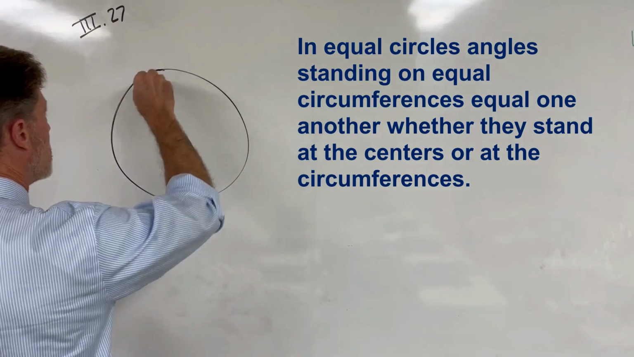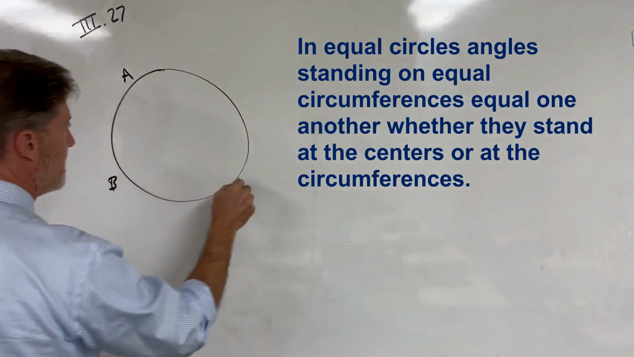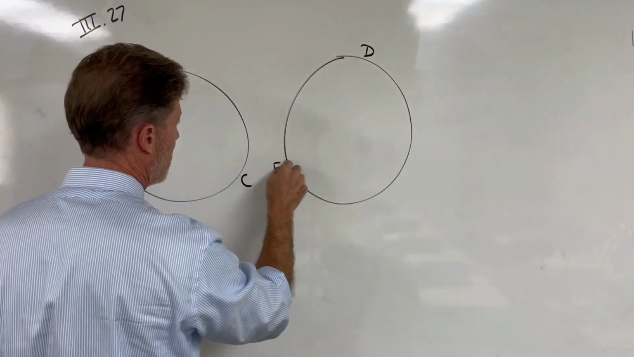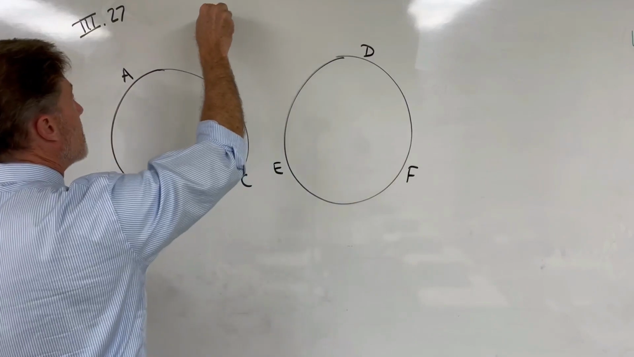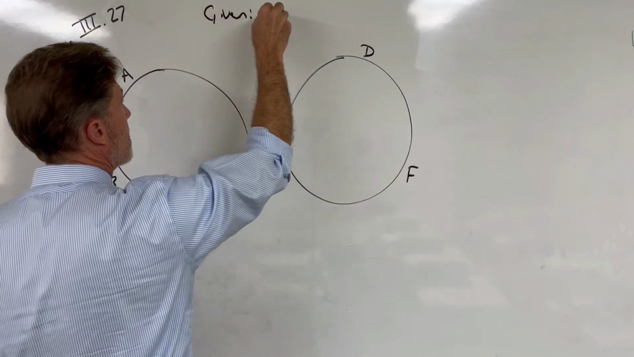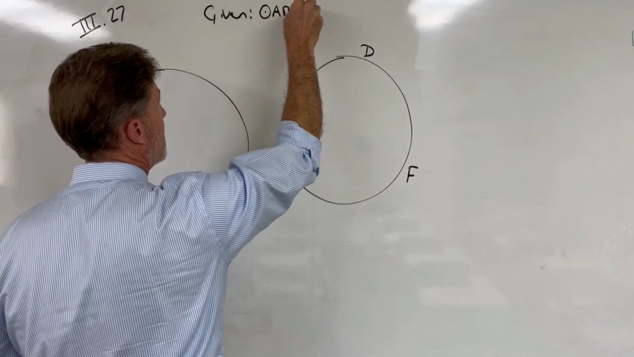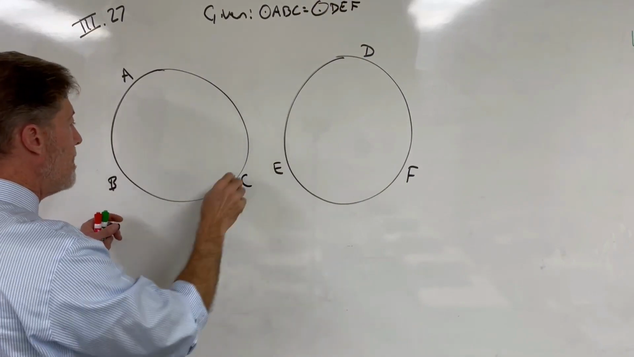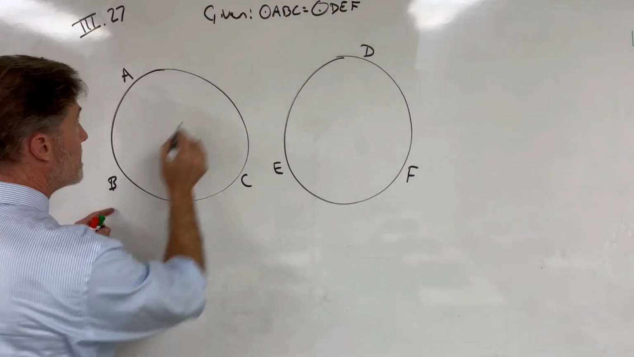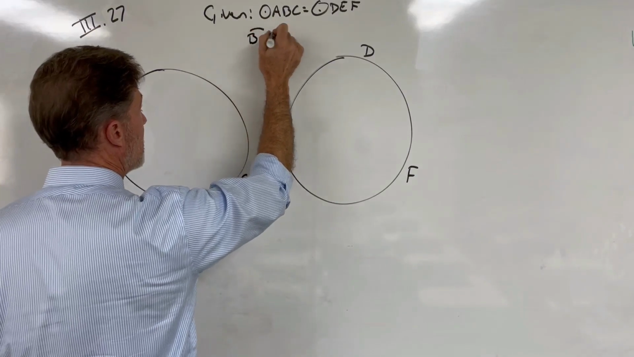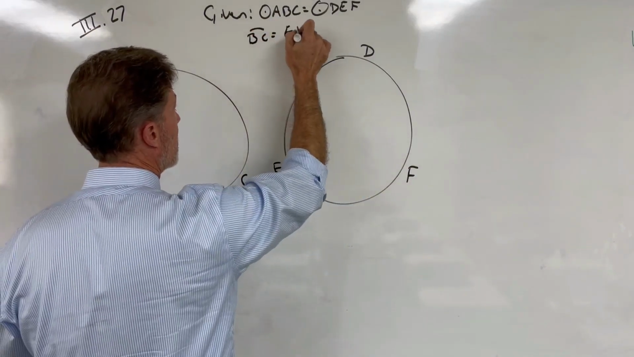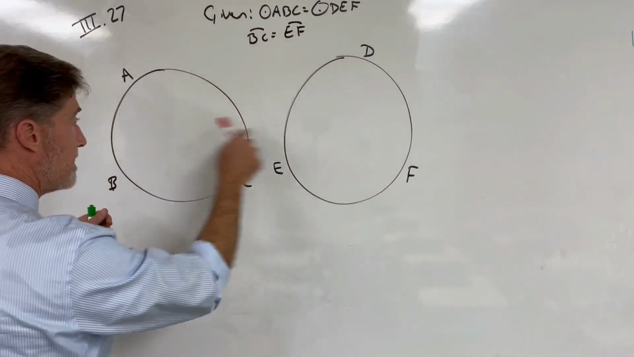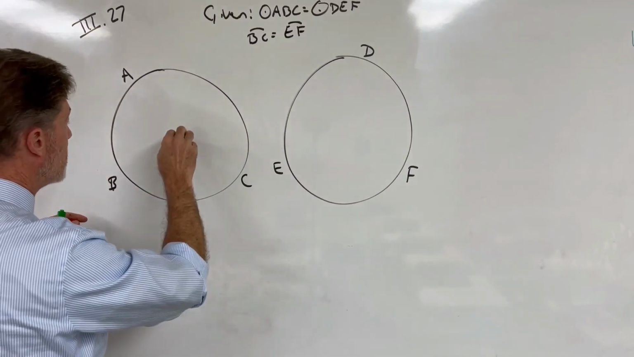We have two equal circles, circle ABC equal to circle DEF. So circle ABC equals circle DEF, and they have the same circumference. So we're going to say circumference BC is equal to circumference EF. And in that case, when we have angles that stand on them, whether they stand at the center or whether they stand at the circumference, we're going to prove that those angles are equal.